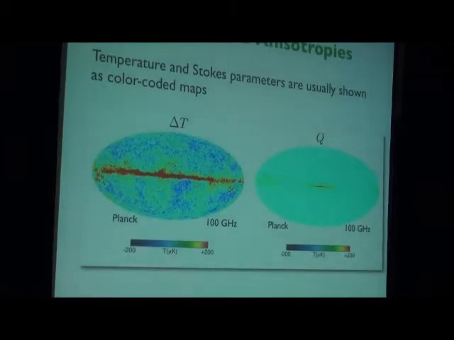These are usually shown as color-coded maps, which I think everyone here has seen. So there's delta T shown here. Obviously, not all of it is cosmic microwave background in this case. There's a lot of stuff here, which is the galactic plane. And similarly, Q you can show as a sky map. These sky maps are from the Planck experiment. These are both at 100 gigahertz, but there are maps at various frequencies.